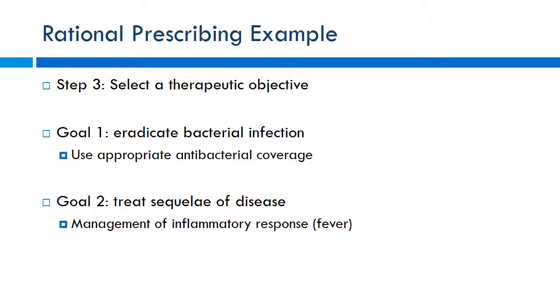Things we want to do for this patient who's got acute otitis: we want to get rid of that bacterial infection, right? So we want to choose antibiotics with appropriate coverage. And we want to also treat the other sequelae of the disease. So for instance, the patient's got fever. So let's try to do something with that inflammatory response. Let's try to maybe give them some antipyretics in order to treat that.